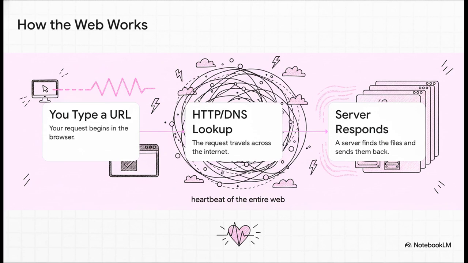Okay, so how does this actually work? Like, when you type in a web address, what's happening behind the scenes? Well, your browser shoots a request out across the internet. It uses things like HTTP to ask for the site and DNS to figure out the server's address. It's kind of like a giant phone book for the web. Then a server, which is really just a powerful computer sitting somewhere, catches that request, finds all the files for the website, and zips them right back to your browser. And the craziest part? This whole round trip happens in milliseconds. It is literally the heartbeat of the entire web.